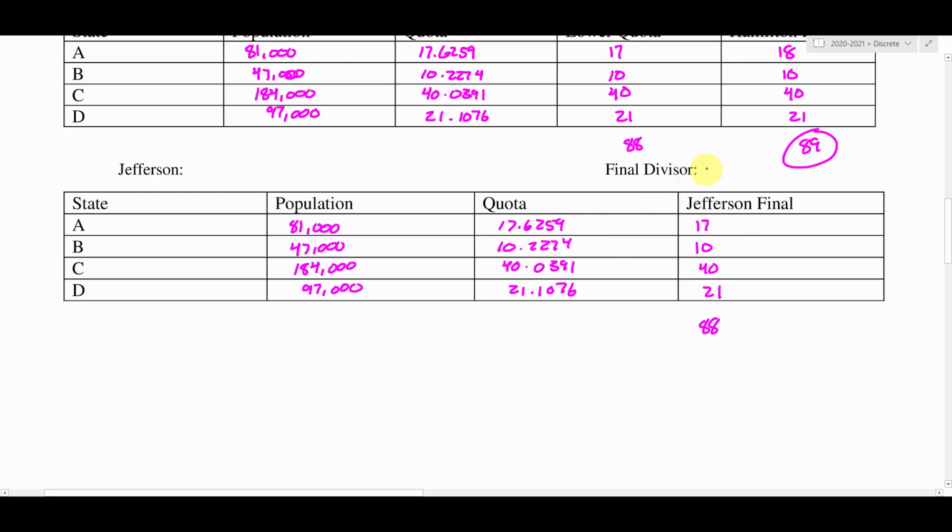Okay, so I'm going to lower the divisor. I'm going to try 4,500. Okay, so what I'm going to do is I'm going to split this column in half. I'm going to go through and recalculate my quotas based on this divisor, and I'll write those new quotas right here. And then I'll reapportion using that method.